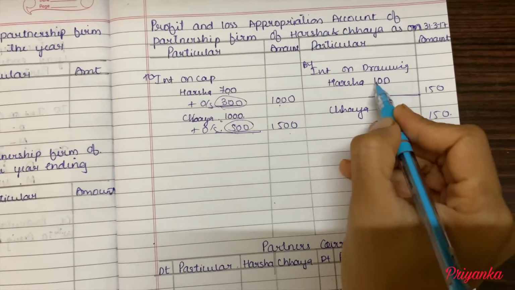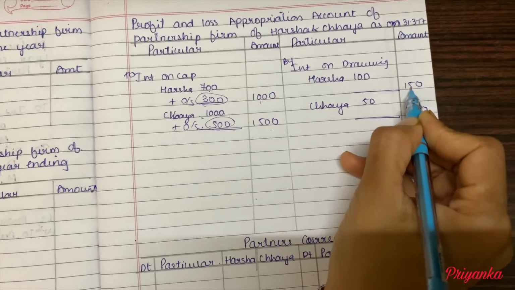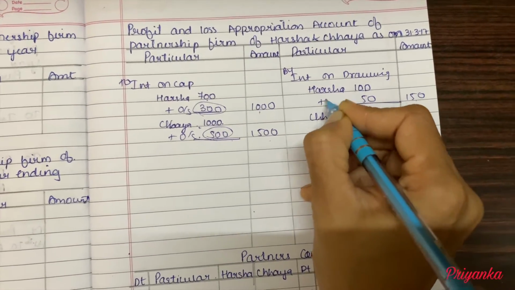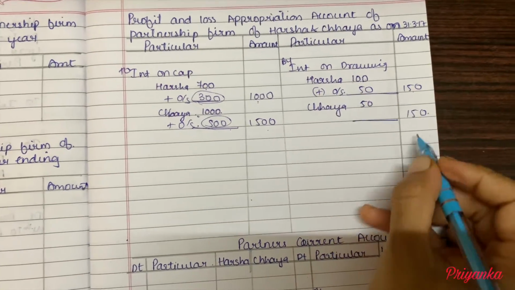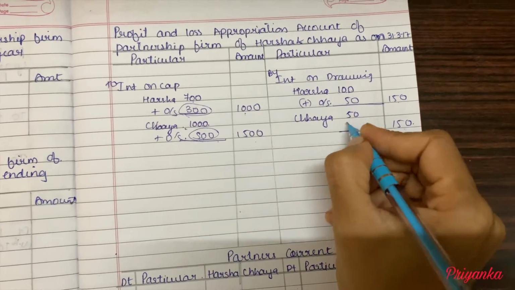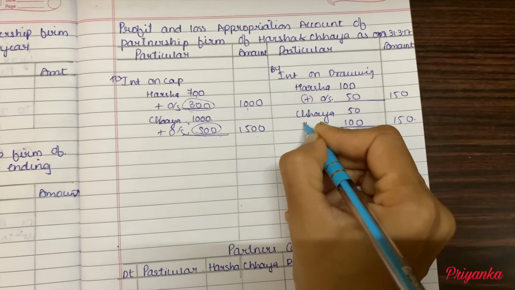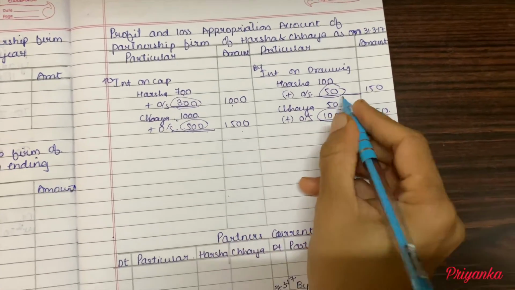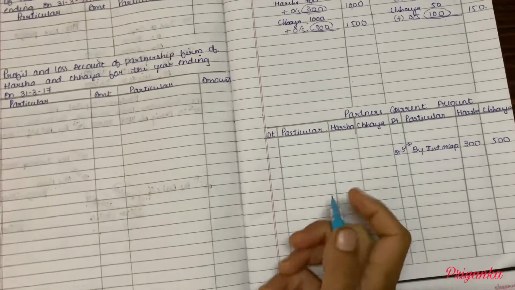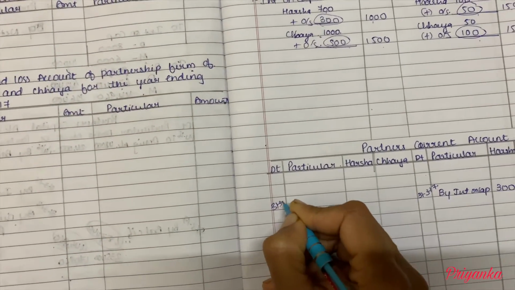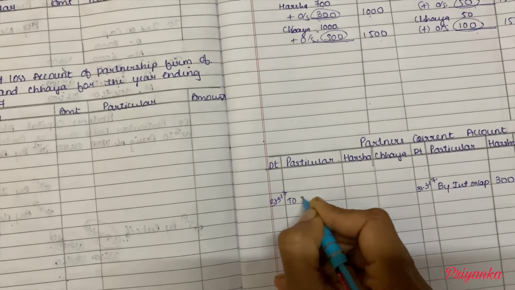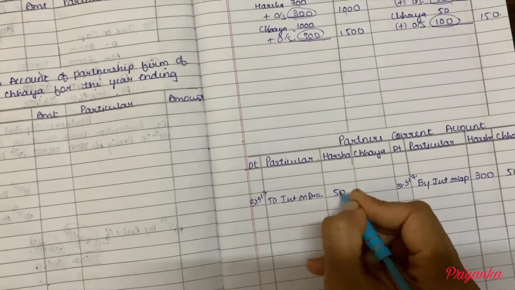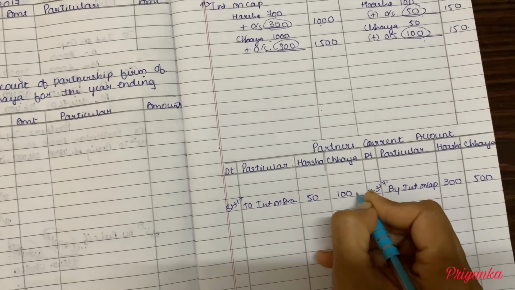So here again, between 100 and 150, the difference comes to 50, which is going to be plus outstanding, and here the difference will come to rupees 100. So the difference of these two amounts is going to move to the cross over here, 31st March 2017, to interest on drawing, 50 for Harsha and 100 for Chaya.